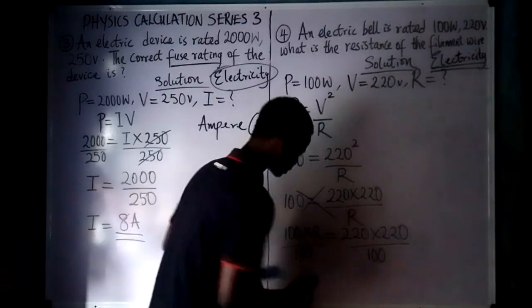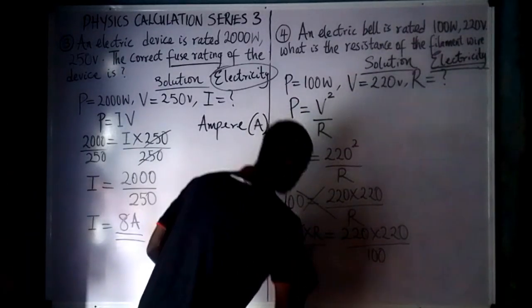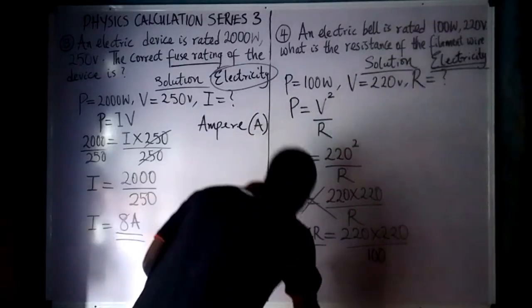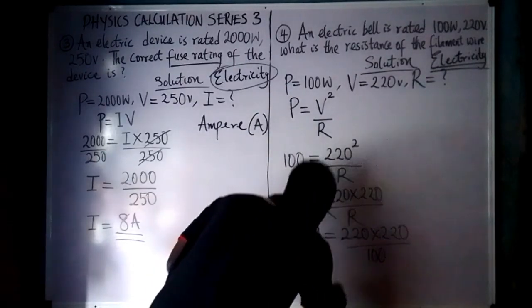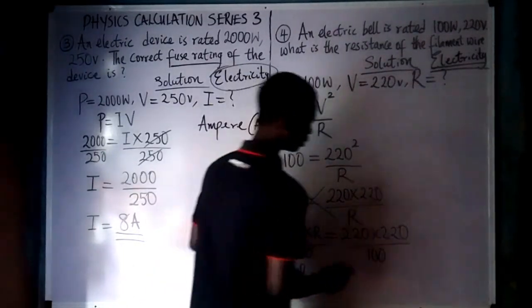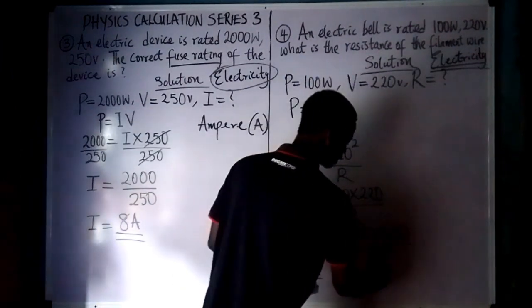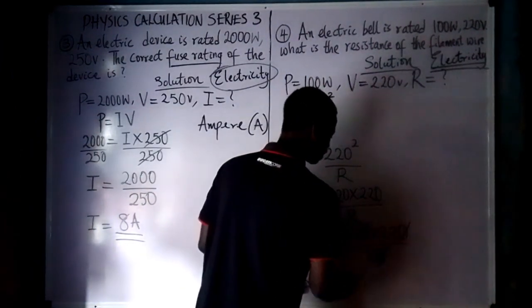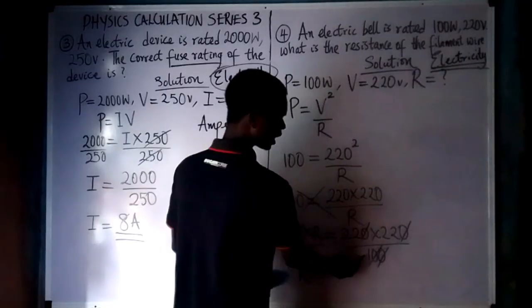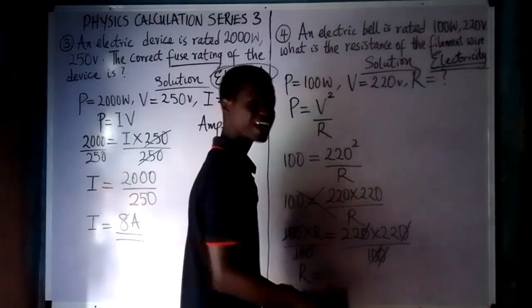So watch out, 100 we cancel 100. What is left here? You have R is equals to. So let's work this out here. But let's simplify it here. We can say 0 cancel 0, 0 cancel 0. Any number divided by 1 will be that same number.